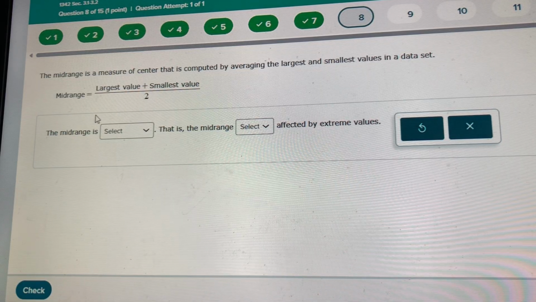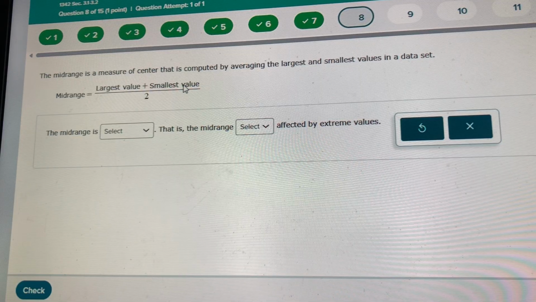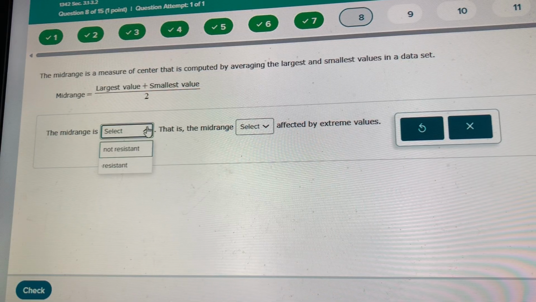Okay, here's where they introduce mid-range. I taught you this already. The mid-range is largest plus smallest, or smallest plus largest, because adding order doesn't matter, divided by 2.